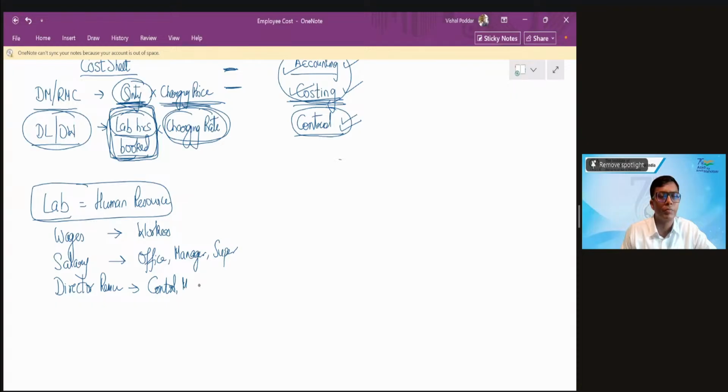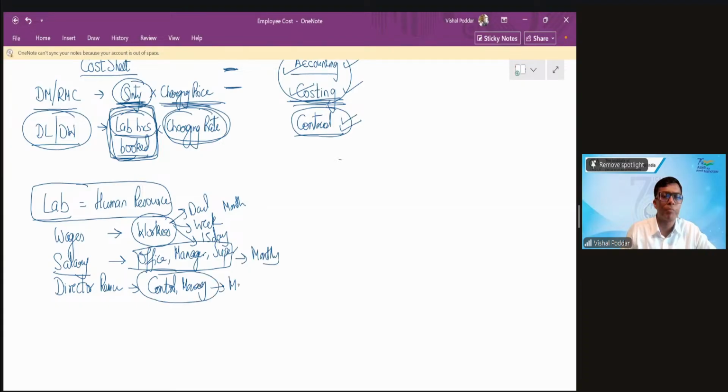Correct? Now, interestingly, you'll find that workers may be paid on a daily basis or on a weekly basis or even every 15 days, which is called a fortnightly basis. And at times, a worker may be paid on a monthly basis. Salaried people are always paid on a monthly basis only. And director's remuneration may be monthly or quarterly, or at times it is annual. You see the interesting difference.